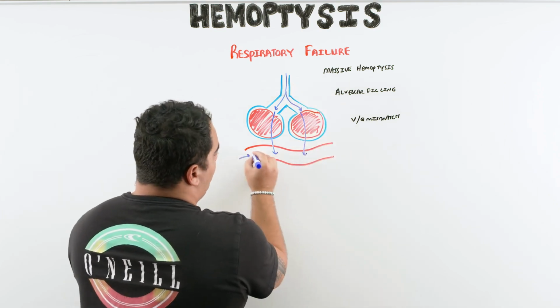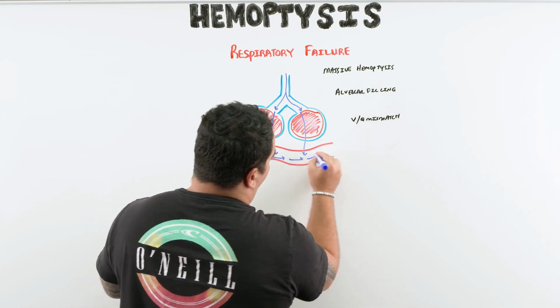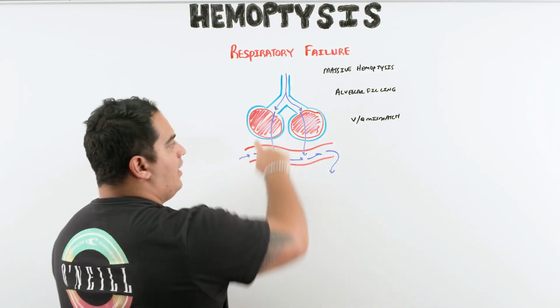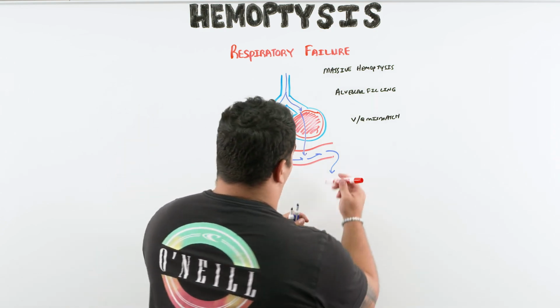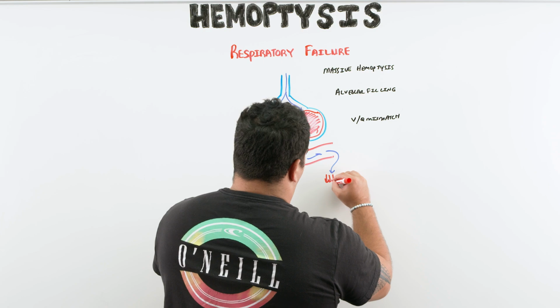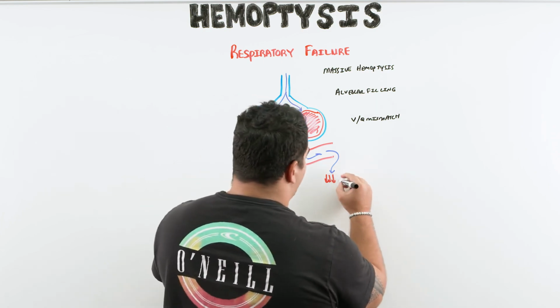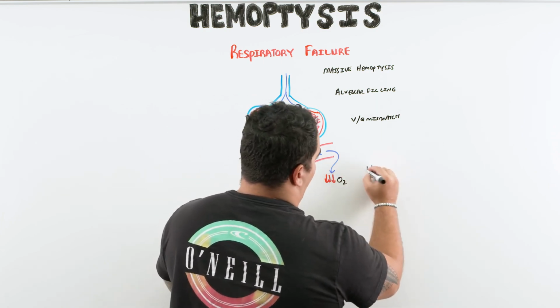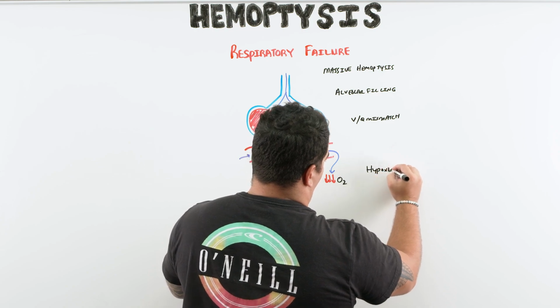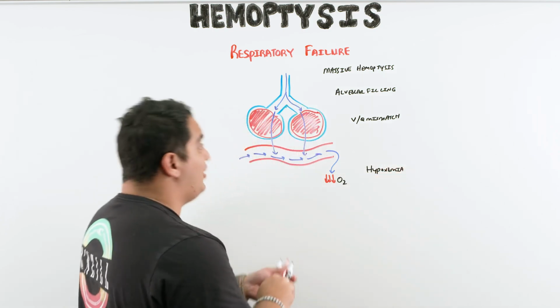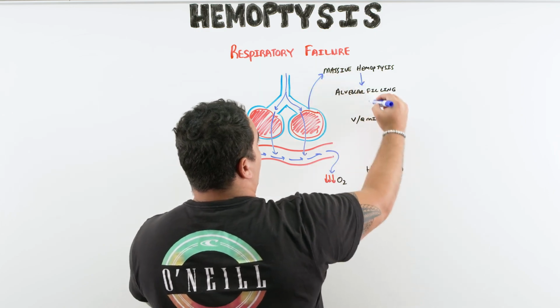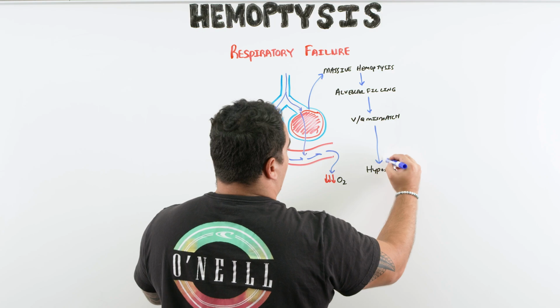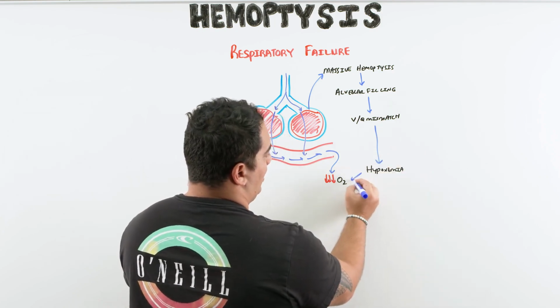So as perfusion may remain normal through these, whenever the blood leaves this particular area where the alveolar hemorrhage is, this is definitely going to lead to a reduction in oxygen. And this is referred to as hypoxemia. And that could be a potential scary thing that you can have here: massive hemoptysis leading to alveolar filling, leading to VQ mismatch, leading to hypoxemia.